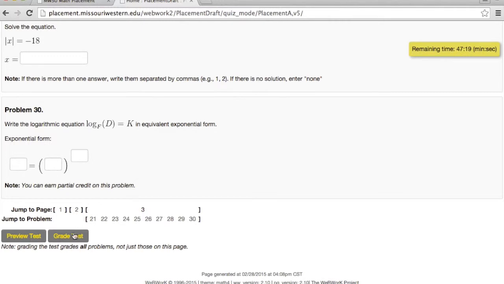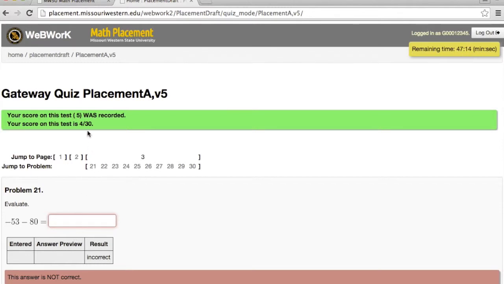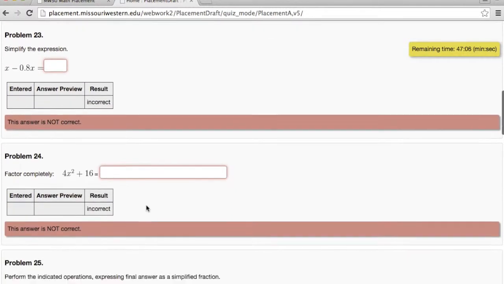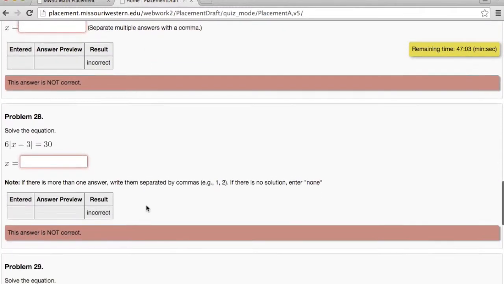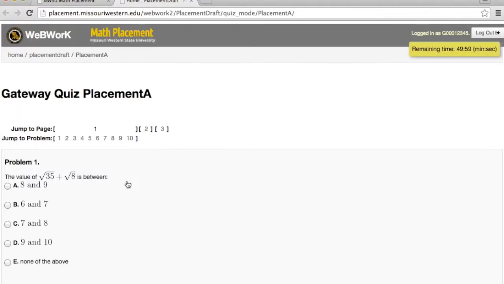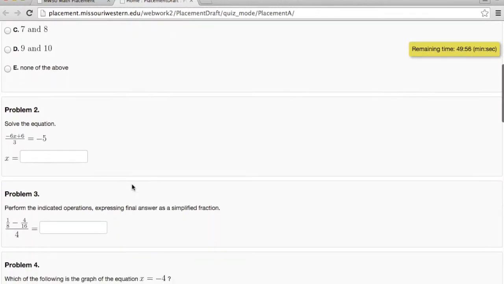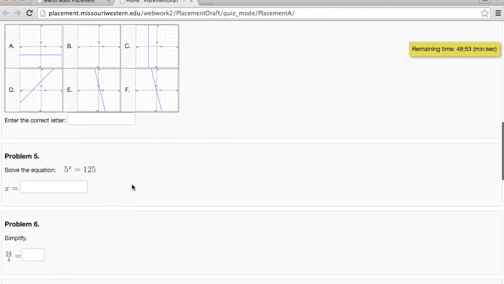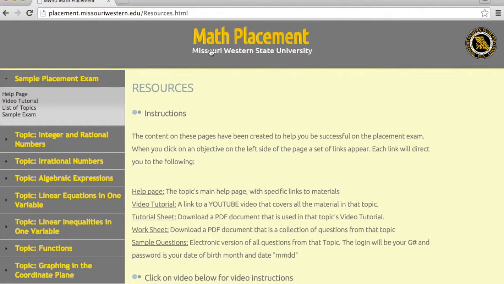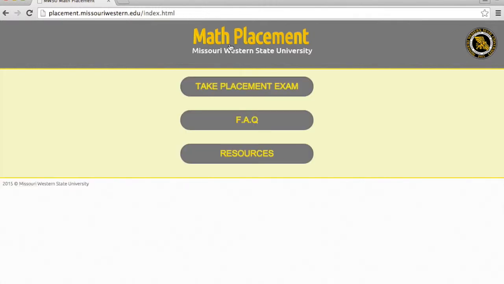When I'm finished, I can click on Grade Test, and it will tell me the score that I have out of 30. It will also show me which questions I got correct and which questions I got incorrect. Again, you are allowed to do this multiple times. Here you can see that I have a brand new exam. And that is taking a sample exam.